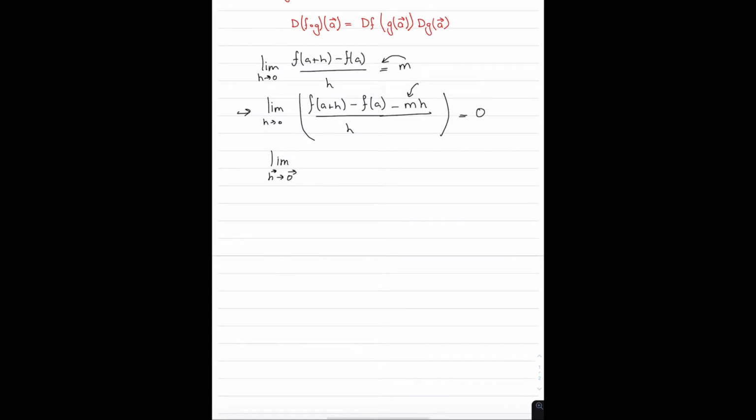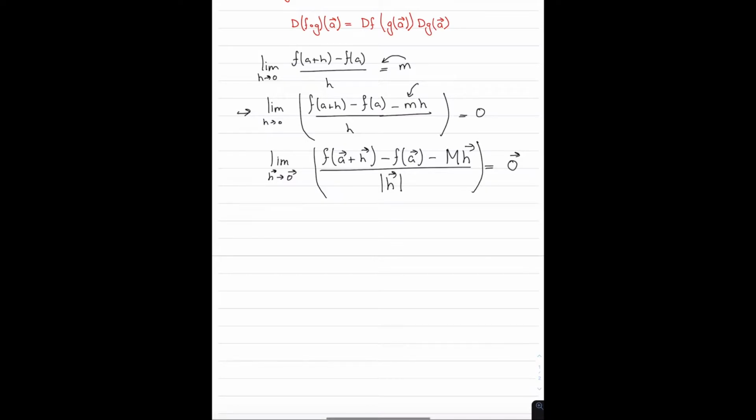So we say that a function is differentiable if and only if the limit as vector h approaches the 0 vector of f evaluated at vector a plus vector h, minus f at vector a, minus capital M, where capital M is a matrix, times the vector h, divided by the norm of the vector h, is equal to the 0 vector.